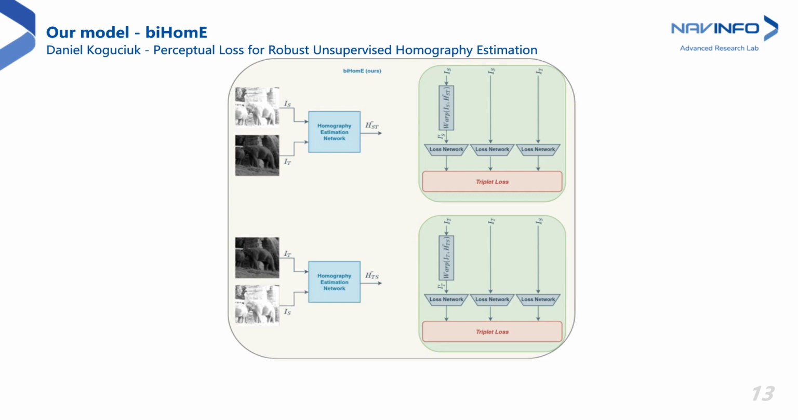Since the homography should be invertible, we compare warped source and target images and swap their loss. Therefore, we call our loss function bidirectional implicit homography estimation, BiHomi loss.